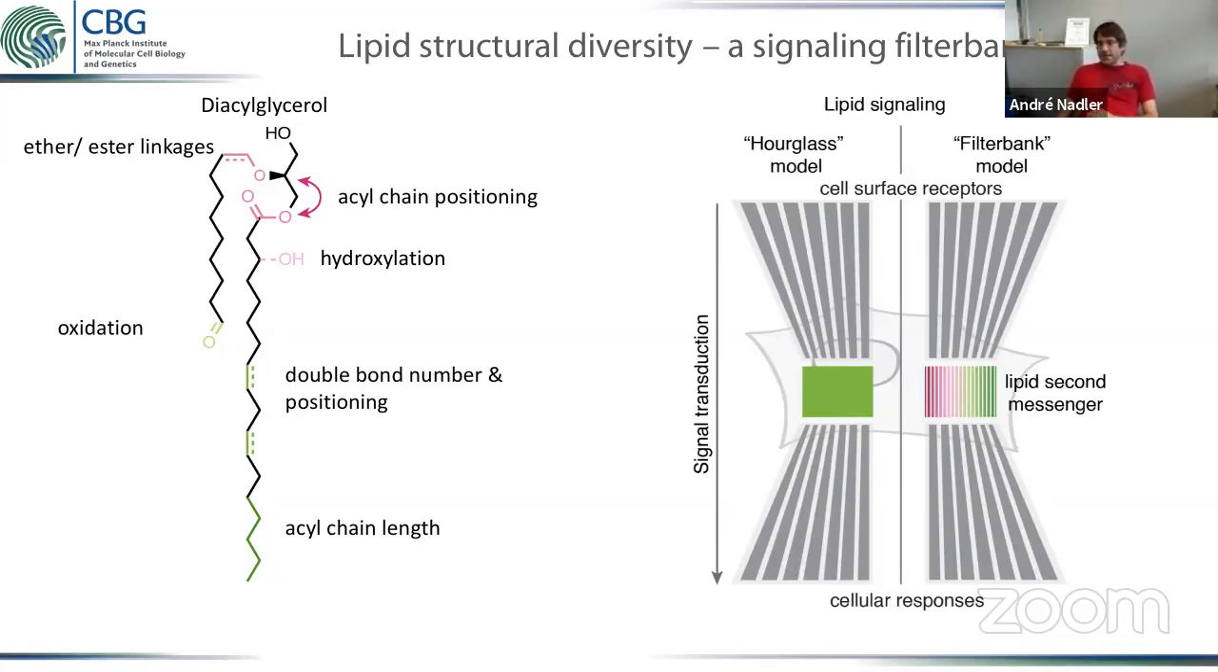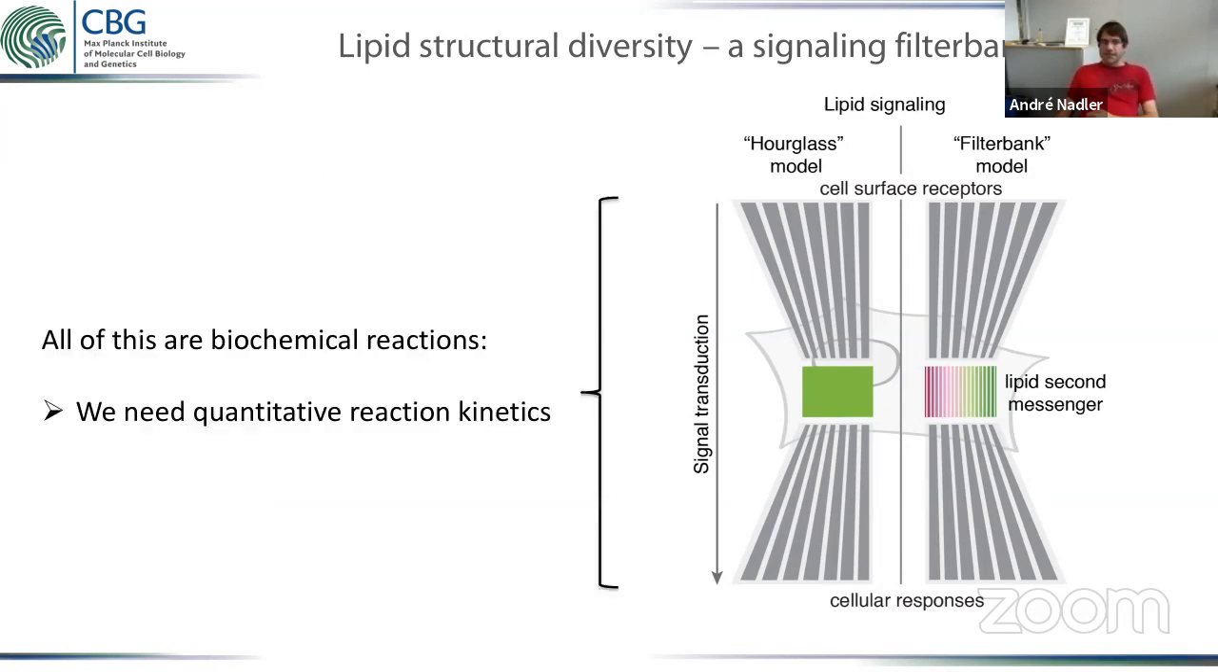How do you begin to test such a hypothesis? One thing that is exceedingly clear is that basically everything that I've drawn up here as these lines are biochemical reactions. Also, to understand how different the reaction rates and the affinities are that can be encoded in a lipid second messenger spectrum, what we need to do is to do quantitative reaction kinetics in the living cell.